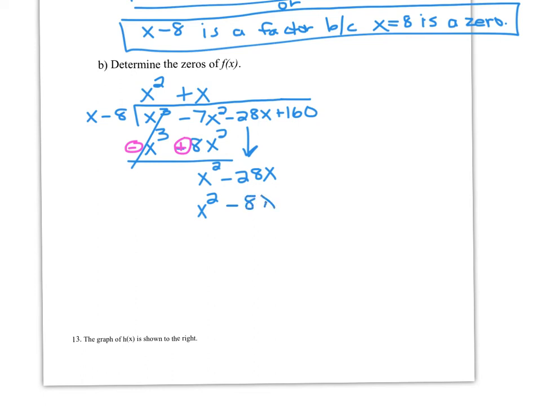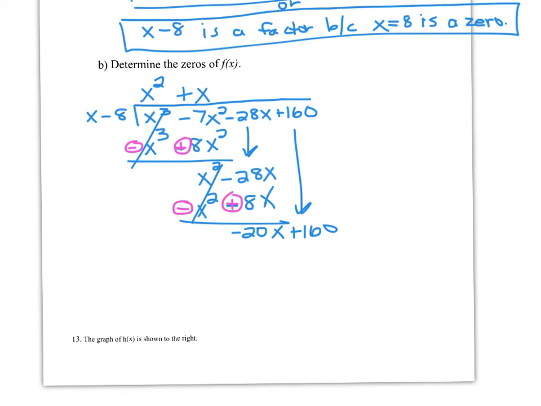Okay, and again, we know we have to subtract. So I'm going to change my signs and circle, change my signs and circle. All right, so x squared minus x squared just cancel. And then negative 28x plus 8x would be negative 20x. And then we're going to bring down this last term. So this is our last time we're doing this, and let's hope we don't have a remainder.